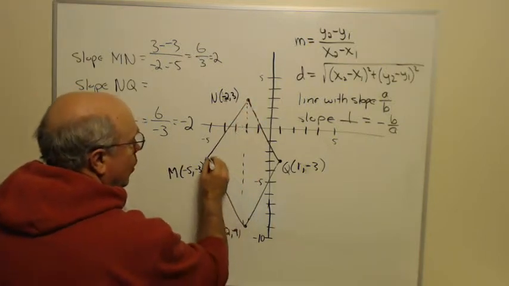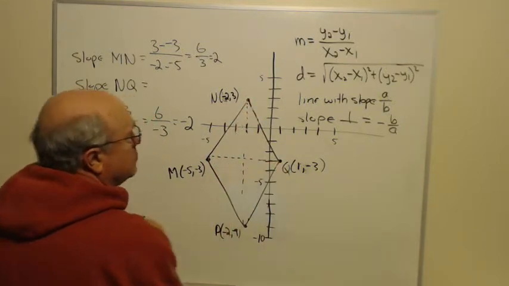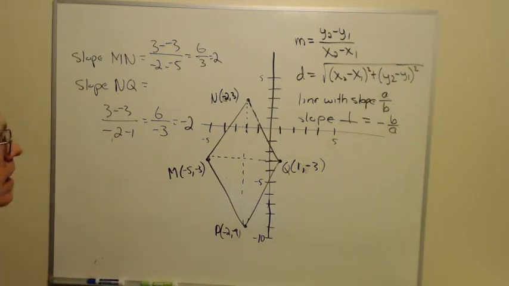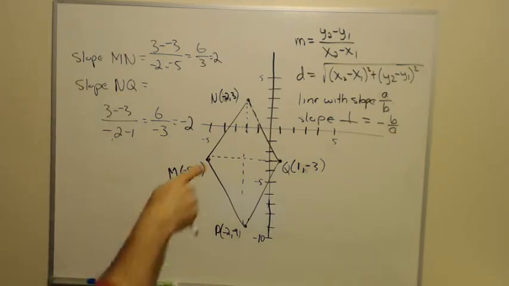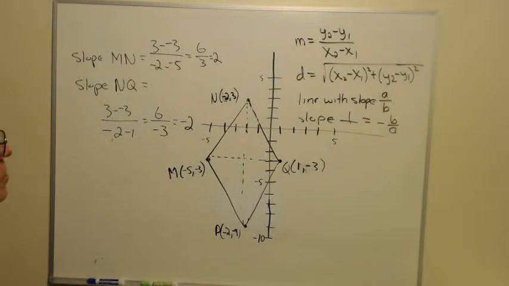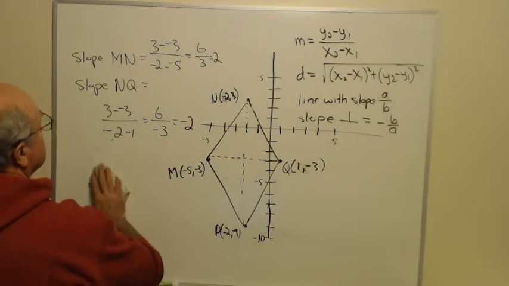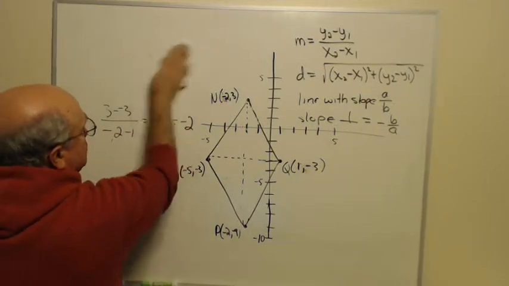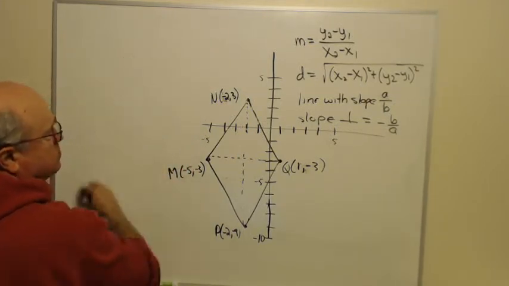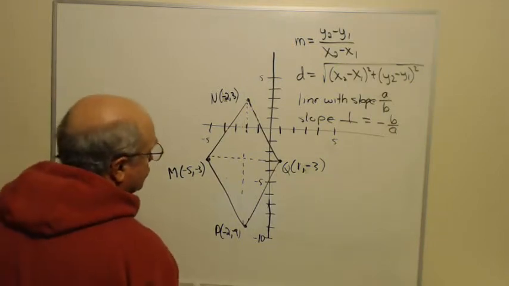So if we get the slopes of the diagonals and they are opposite reciprocals, the a over b, negative b over a trick, then we know that they're perpendicular. We know that has to be a rhombus. In the context of this problem, if you're on a standardized test and it's multiple choice, you're done. It was the only choice left.